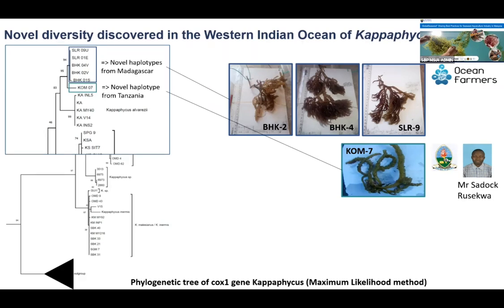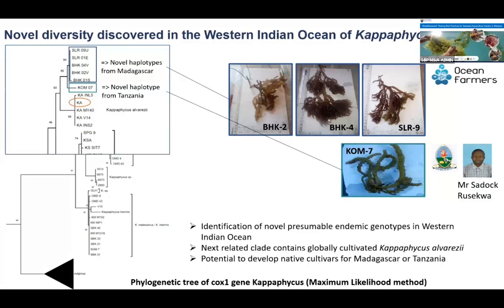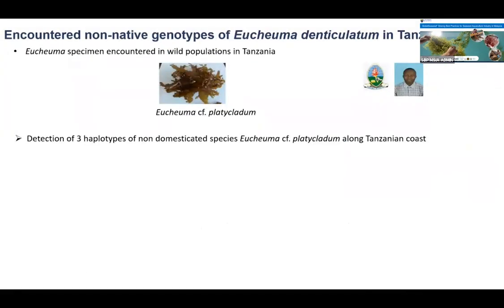All these genotypes have only been detected in the respective regions and are thus presumably endemic genotypes to the Western Indian Ocean. They are closely related to the clade that contains the globally cultivated Kappaphycus alvarezii, as indicated in red-orange. The detection of these genotypes provides also the opportunity for the development of potentially novel native cultivars for Madagascar and Tanzania. In a second example here, I'm outlining the results of genetic diversity encountered for the genus Eucheuma in Tanzania.